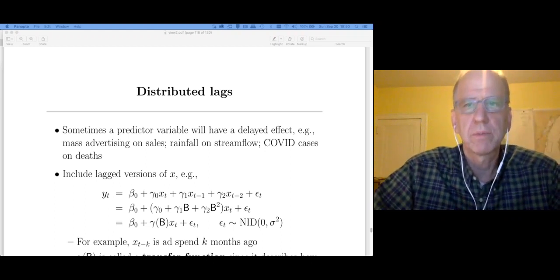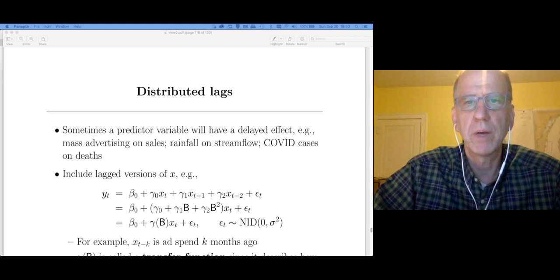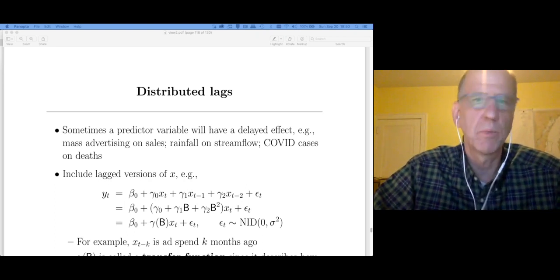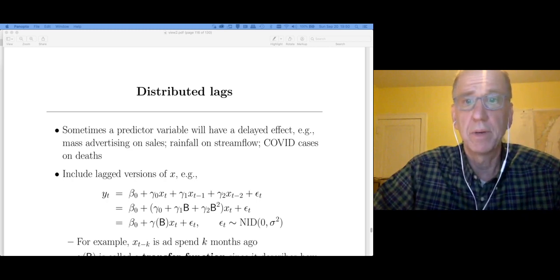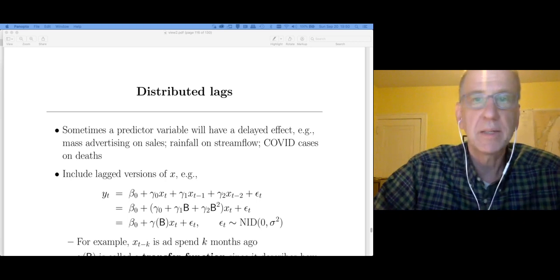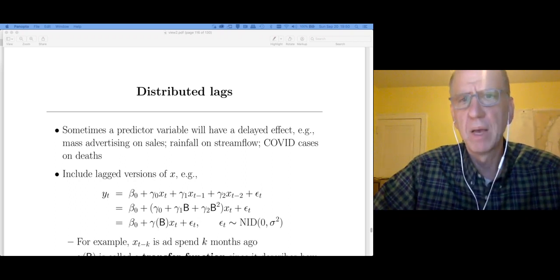One of the classic textbook examples is rainfall on streamflow. If you have rain falling today, it enters the groundwater somewhat slowly, and some rain that happens today may take days to show up in a stream, or downstream in a river could take even longer.